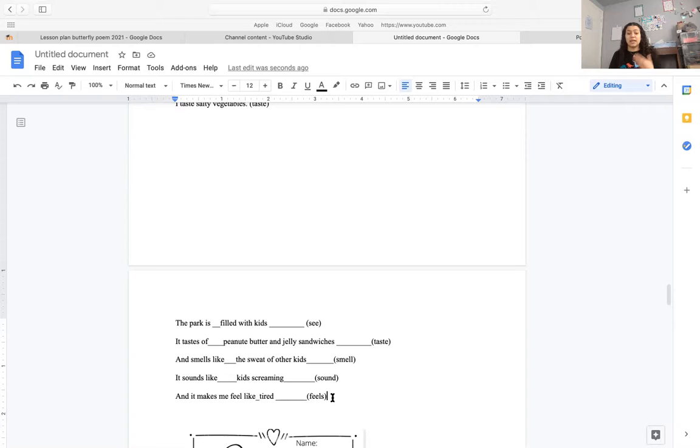Now, like I said, it doesn't have to be in the see, taste, smell order. It doesn't have to be in that specific order. I could have put taste first. I could have put smell first. It could have been in any order I wanted it to be.